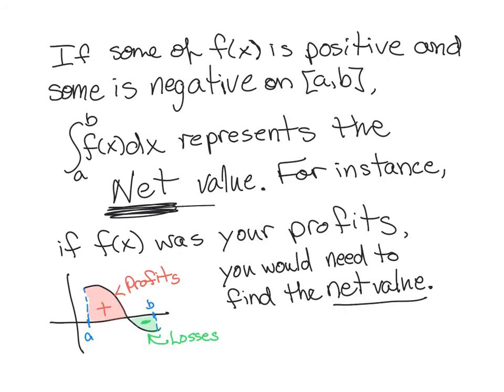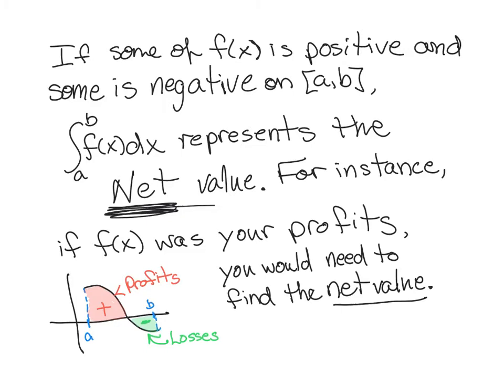But if some of f of x is above the x-axis, positive values of y, and some of it is below, negative values of y, then if we integrate just from a to b, the negative area subtracts away from the positive, and we get what's called the net value of that.